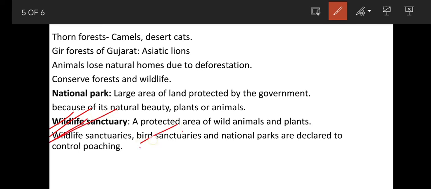Why are wildlife sanctuaries, bird sanctuaries and national parks protected? Why are these large areas of land protected by the government? Why? To control poaching, means to control the illegal hunting and killing of animals, to protect the wildlife and to protect the forest area. So that is the reason wildlife sanctuaries, bird sanctuaries and national parks are declared.